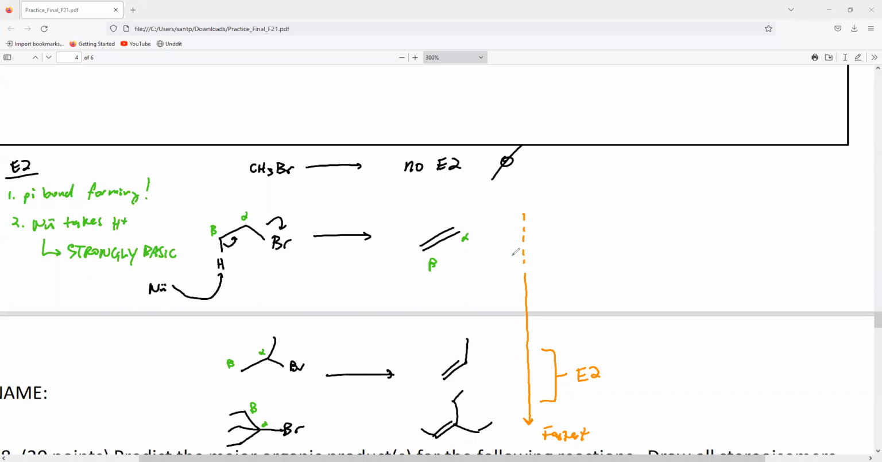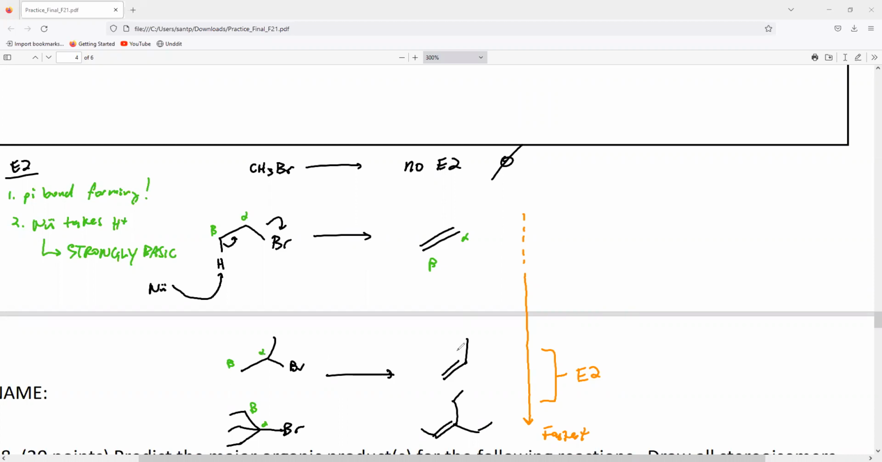It's because there's not even enough carbons to make the pi bond. Okay, so this is E2 on the basic level, right? We have substrates that can be eliminated by basic nucleophiles and they'll make pi bonds. And the more sterically hindered our substrate is, the better the reaction is overall, the faster it is.